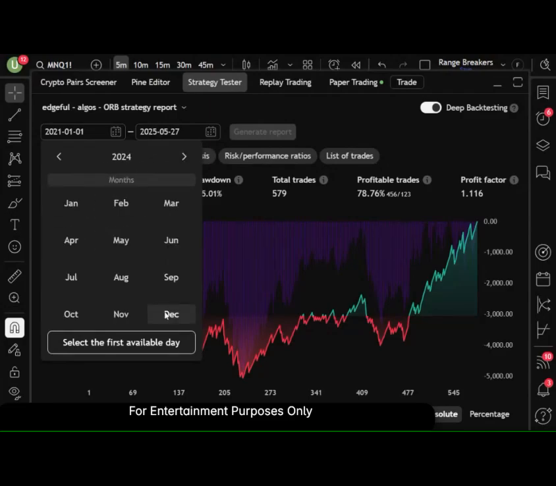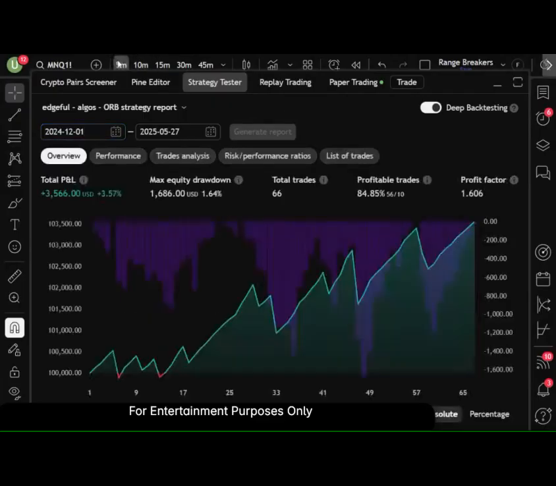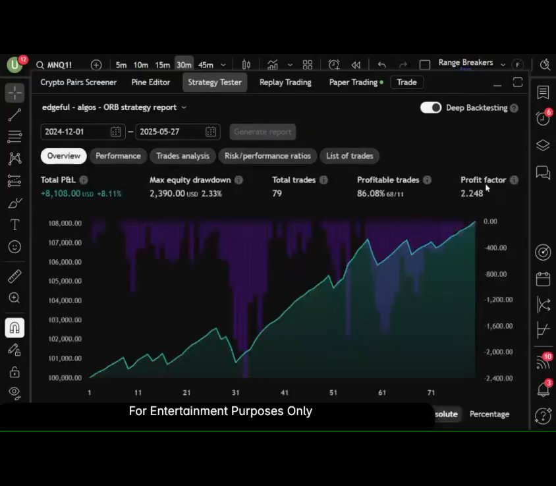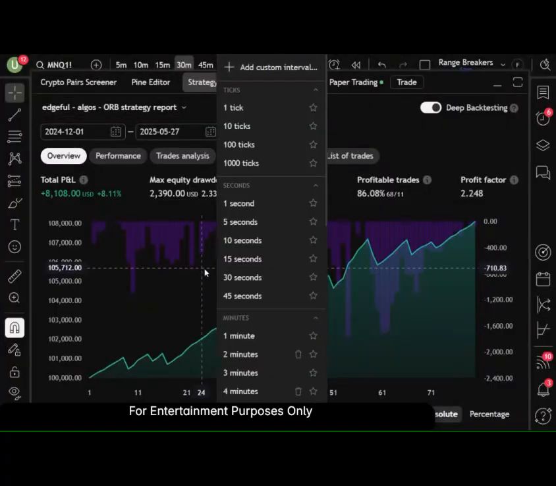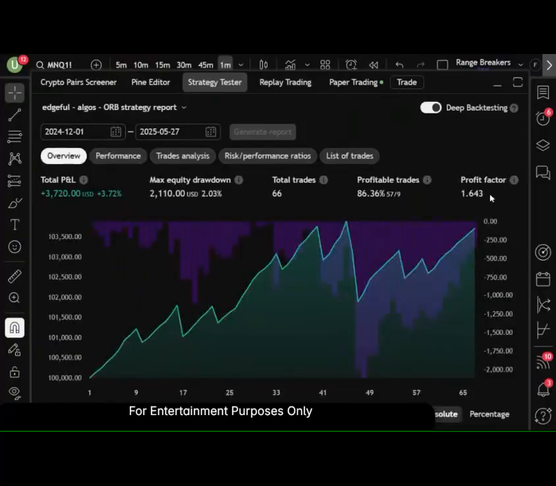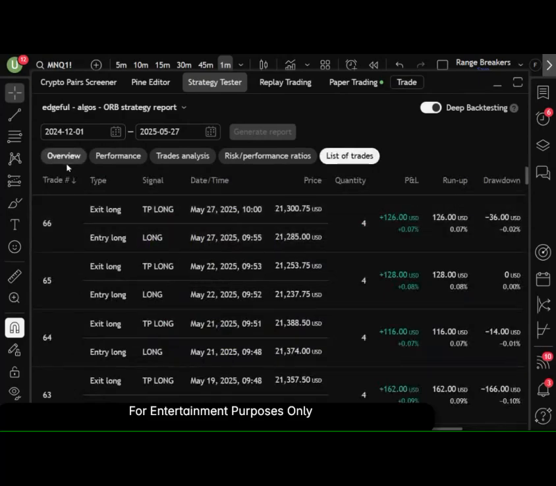Let's go, well, it's December. On 5 minute, 1.606. Just look at the profit factor. Well, still the 30 is better, 2.248. So I know everyone wants the short time frames. I'll go even shorter. Let's do 1 minute. Based on the strategy I've come up with, 1.643. I bet the trades are tiny.